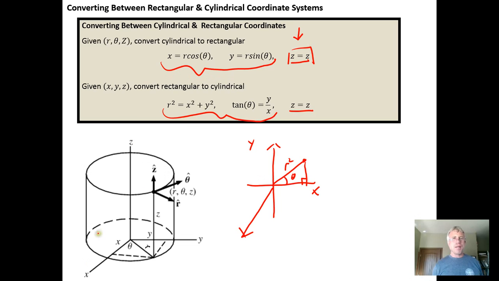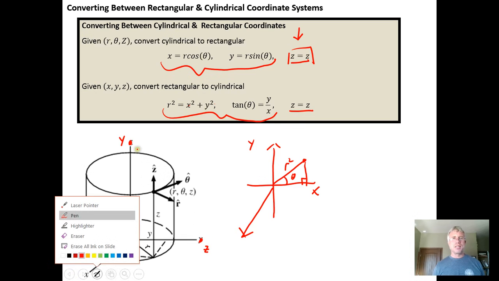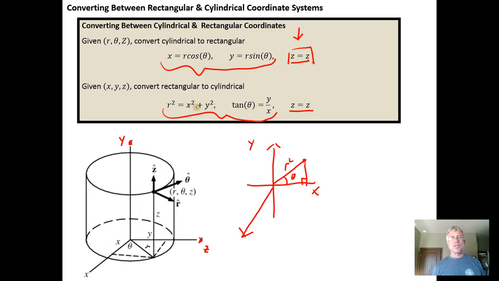Again, how we label the axes is arbitrary. For example, this could be the y-axis and this could be the z-axis. And if we did that, then we have to make tweaks to these relationships. So if I change this to x, z, and y, then I would get r squared equals x squared plus z squared. The tangent of theta, if this is the z-axis, then these are x, z coordinates, so the tangent would be z over x. And then instead of saying z equals z, we would just say y equals y.